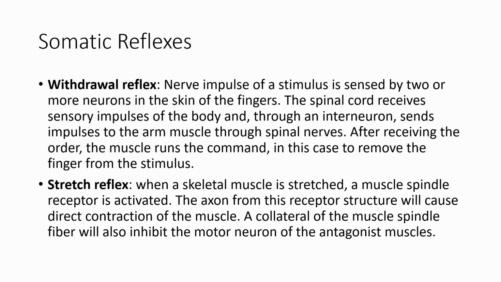So now we get to the last thing, which is the somatic reflexes. We have two different types that we're going to go over: the withdrawal reflex and the stretch reflex. The withdrawal reflex is when some sort of stimulus gets detected and sensed by two or more neurons in the skin, when we look at the fingers. The spinal cord gets that information and processes it. The interneurons in the spinal cord do the processing, so we do not go to the brain. Then we send an impulse out to the muscles in the arm through the spinal nerves. The whole point is to pull the hand, pull the fingers away from the stimulus.